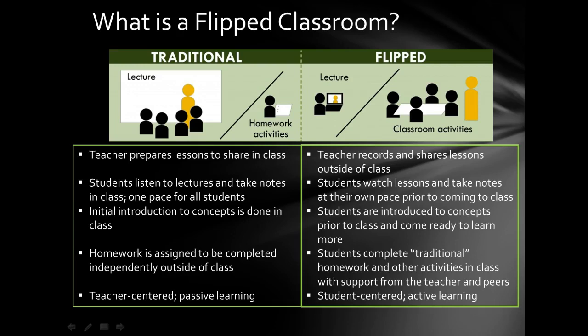In a traditional classroom model, the initial introduction to a new concept is done in class, yet homework is assigned to be completed independently outside of class. In math, students are often sent home to complete work that they might not yet have fully mastered or completely understand. A traditional classroom model is much more teacher-centered because a teacher is often at the front of the room sharing information with the students. This results in more passive learning for the students in the class.